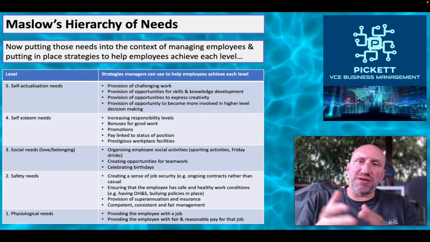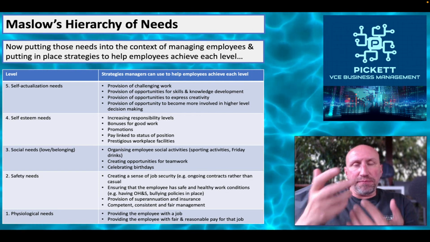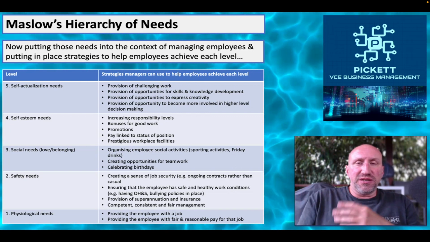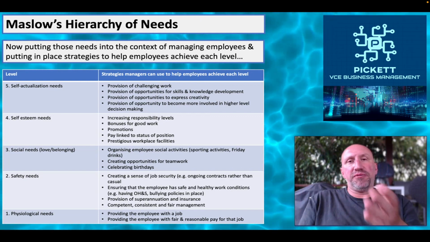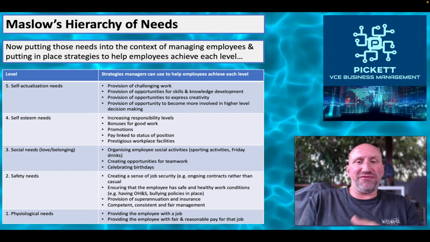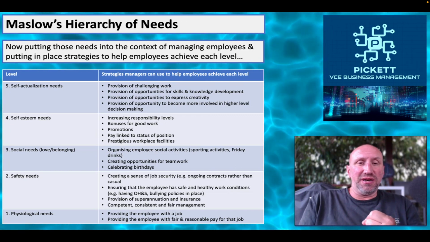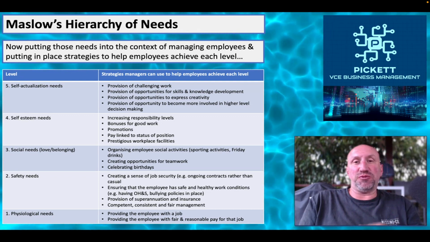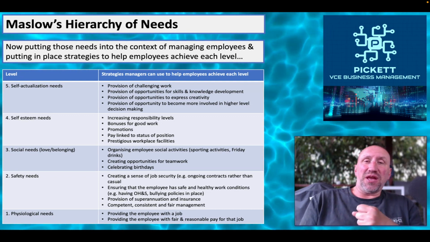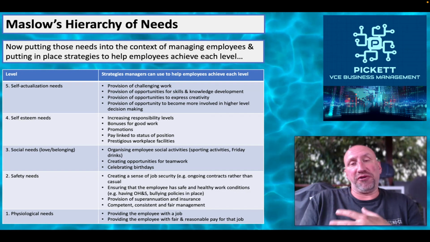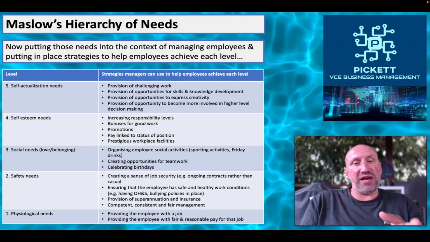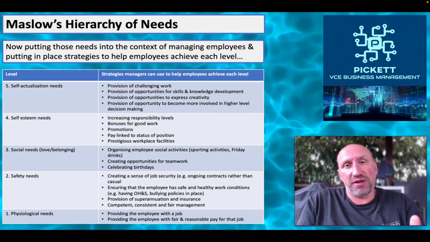So what strategies can management have in place to allow employees to achieve that level? So providing challenging work, providing opportunities for skill and knowledge development, opportunities to be creative, and maybe opportunity for employees to become involved in high level decision making.